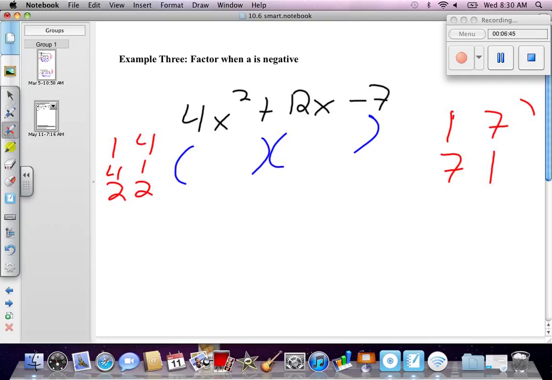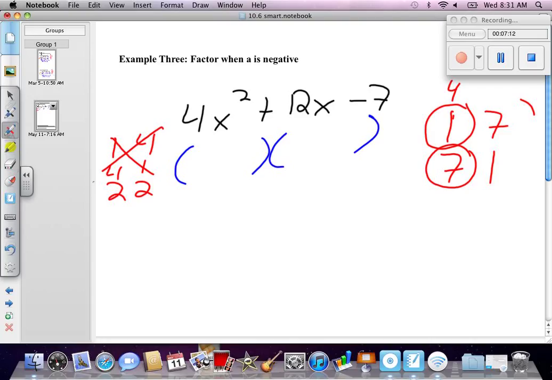Let's try 1 and 4 first. If we multiply 4 times 1, what do I get? Is 4 and 7 ever going to give me 12? No, it'll give you 11. All right, so that won't work. Let's try 4 times 7. Gives me 28. Is 28 and 1 ever going to give me 12? No. So we know the 4s and the 1s don't work. So let's try some 2s.